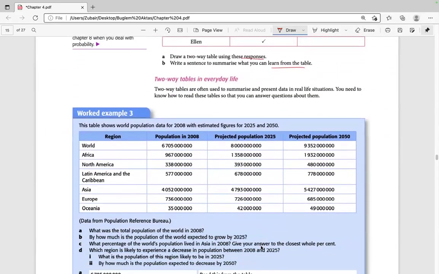So, two-way tables in everyday life. These are simple ones. I think we've always seen these tables, but never named them as two-way. For example, a region: world, Africa, North America, Latin America, Asia, Europe, Oceania. And on the other hand, we have population in 2008, then 2025, which is not here yet, and 2050. So we are projecting it based on some data. In these two tables, I see a slight increase in Oceania, whereas a great increase in the world population overall.